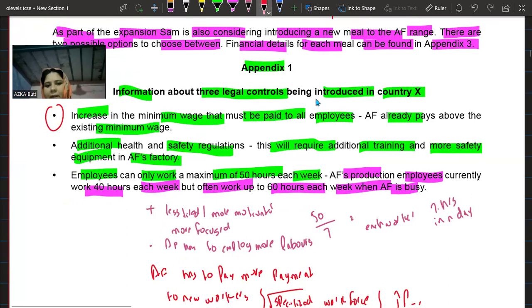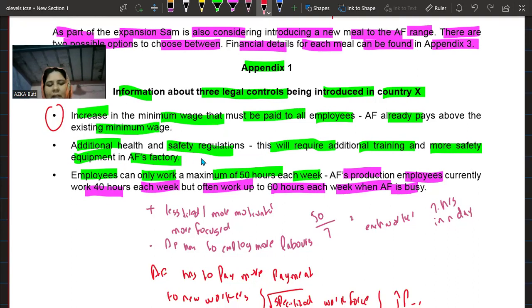So in Appendix 1, information about the three legal laws being introduced in country X. Okay. So first would be an increase in the minimum wage that must be paid to all employees, and AF already pays above the existing minimum wage. So it means that it would maybe not cost AF. Why? Because even if the government imposes this regulation on AF, AF is already paying above the existing minimum wage, so now it's not a problem for AF because it will not increase the cost for him.